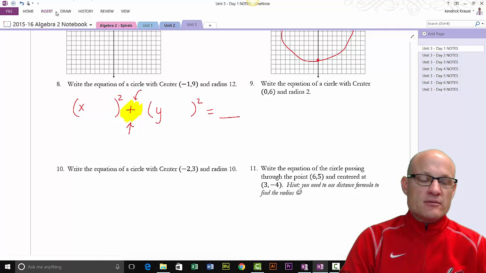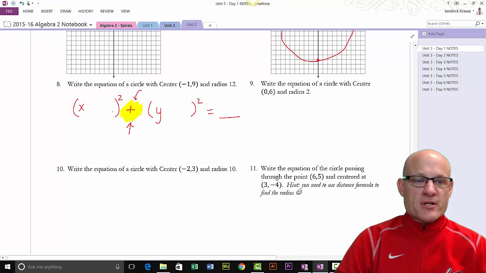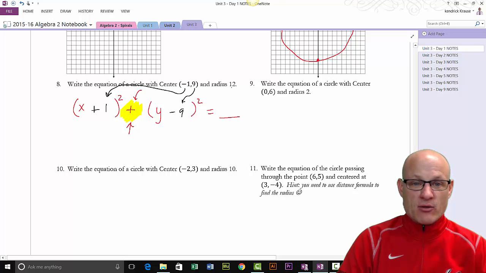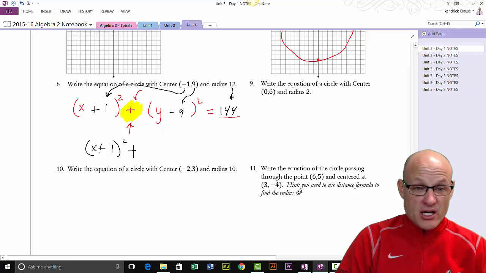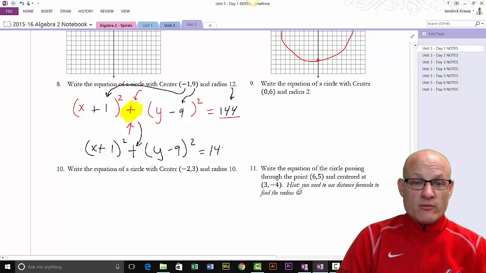So my x center is -1. When it comes in, it is +1, backwards. My 9 goes in as a -9, and my radius goes in squared. So there is my equation: x plus 1 squared plus, often missed, don't forget it, y minus 9 squared equals 144.